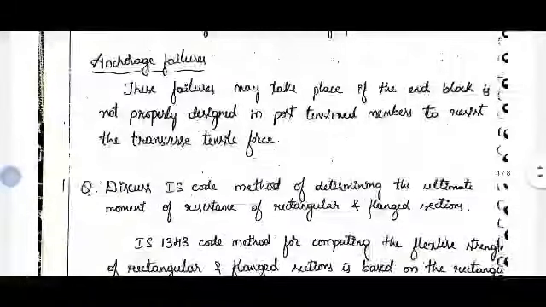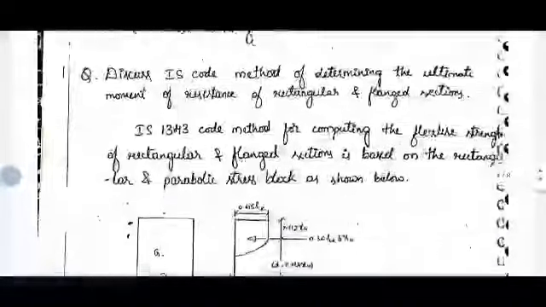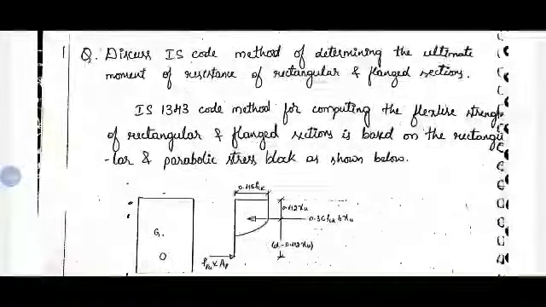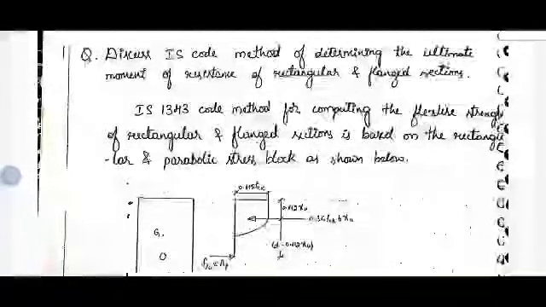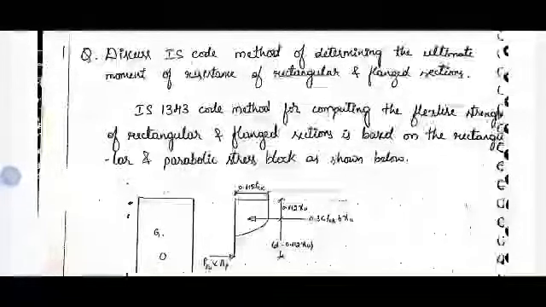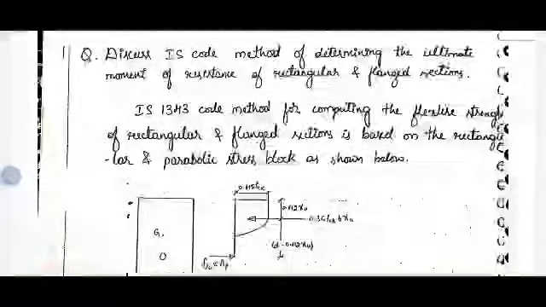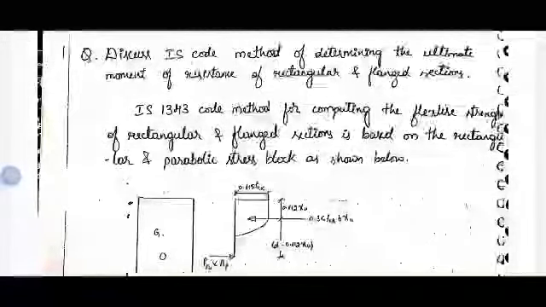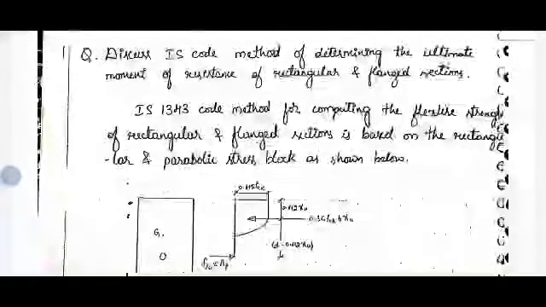Then one more important question which we can face in the examination is the IS code method of determining the ultimate moment of resistance of rectangular and flanged sections. Here we will have 4 different cases: rectangle bonded, rectangle unbonded, flanged bonded, and flanged unbonded. Based on the data given in the question, we need to follow the procedure.